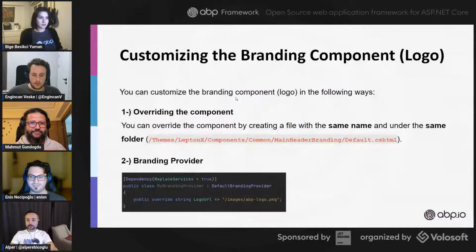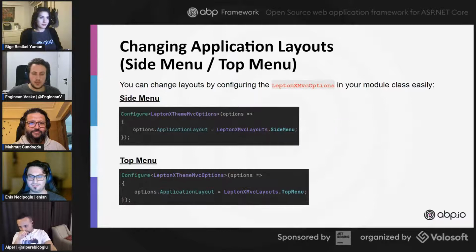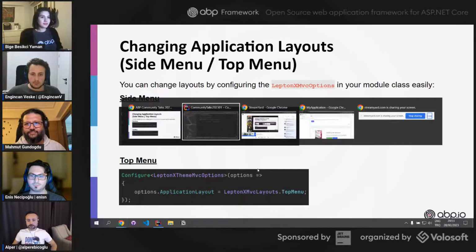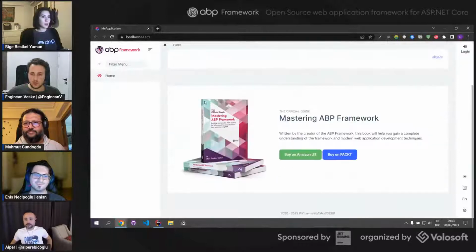And for the second topic, I will show you how to change the application layout. I'll show this for the MVC side. We just need to configure the LeptonX Theme MVC options. We got two options for application layout type. We got side menu and top menu. Let me show you the side menu layout.